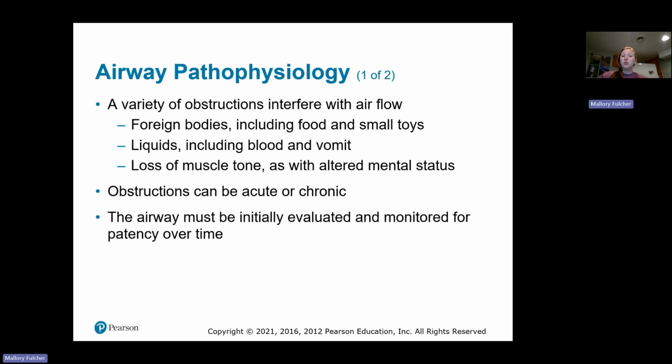So obstructions can be acute or chronic. There are different chronic conditions that can cause airway obstruction or partial airway obstruction. Or it can be acute. It can be that kid swallowing a big wad of food, right, and it getting stuck. The airway must initially be evaluated and monitored for patency and then continued over time. So when we go back to our assessment, where we've got our ABCs, airway, breathing, circulation, when we're looking at our airway, we want to know, is it open? Is it patent? And is it going to stay open, right? So that's where we're at in that assessment. Is it open? Is it going to stay open?